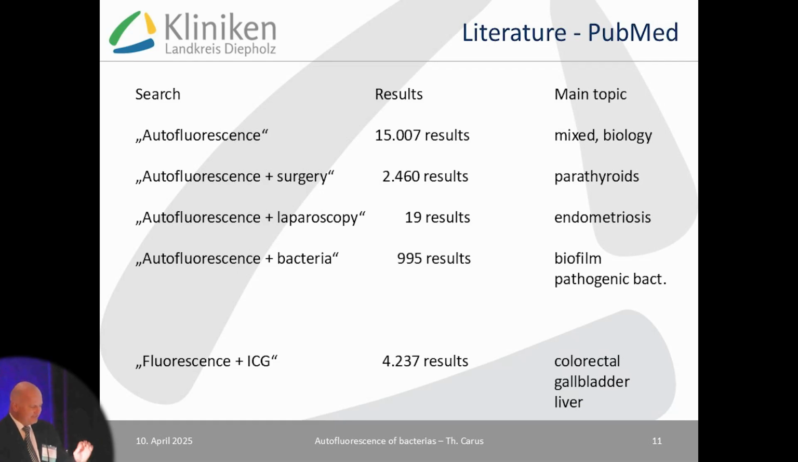Same topic, a little bit. And if you add bacteria, we have 1,000 results. They are concerning open surgery, like biofilm detection in chronic wounds, pathogenic bacteria. On the other hand, ICG, our main topic, has more than 4,000 results concerning colorectal, gallbladder, and liver.